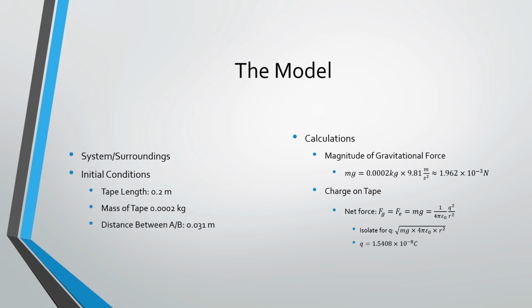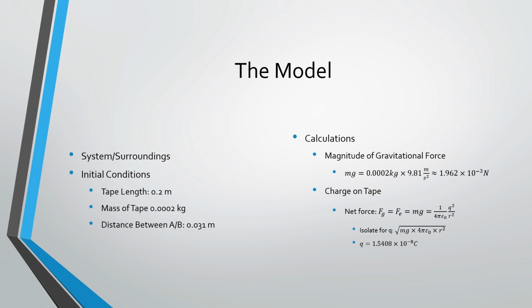The tapes are equal in magnitude. So the model that we assume here is the initial conditions, where the tape is 0.2 meters, 20 centimeters. It weighs about 0.002 kilograms, and the distance between the A and B tapes was measured to be 0.031 meters. And so we can see here on the right side that we calculated the magnitude of gravitational force, and that rounded out to about 1.96 times 10 to the negative 3. And you can see the calculations here.